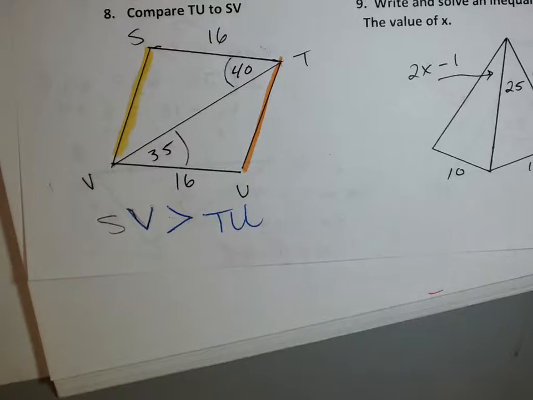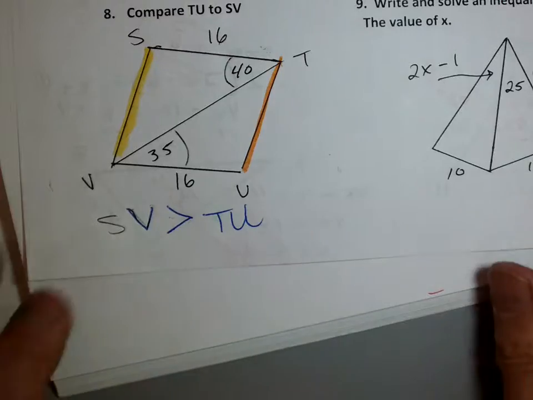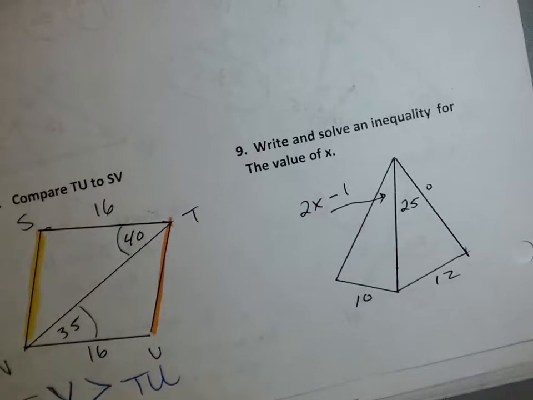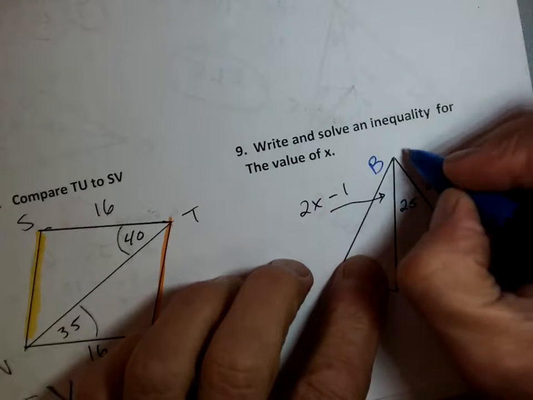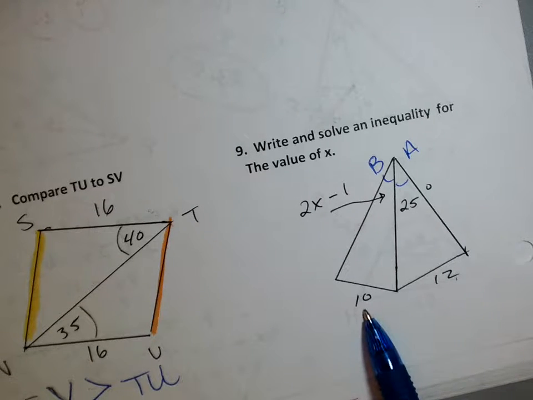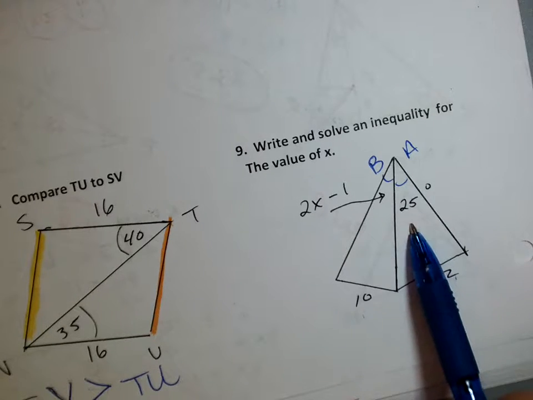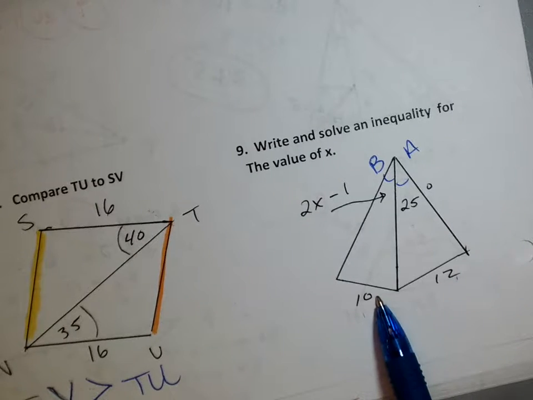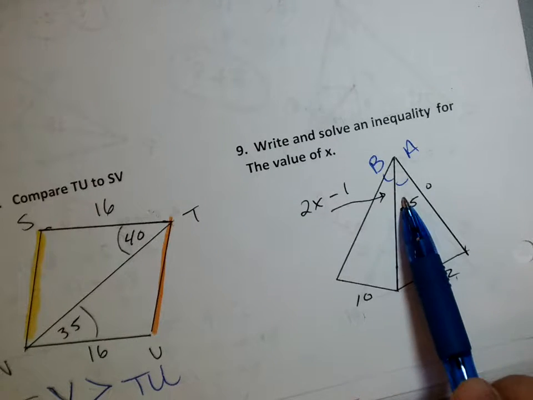All right, now number 9 is a little bit harder, but we can do this. It says write an inequality. So before we do anything, I like to label the angles. Let's call them angle B and angle A. You guys okay with that? Here's what I know. Because of the 12 and the 10, angle A is bigger than angle B.